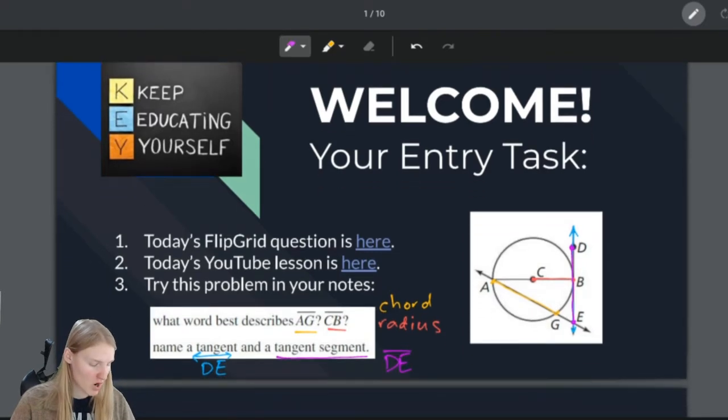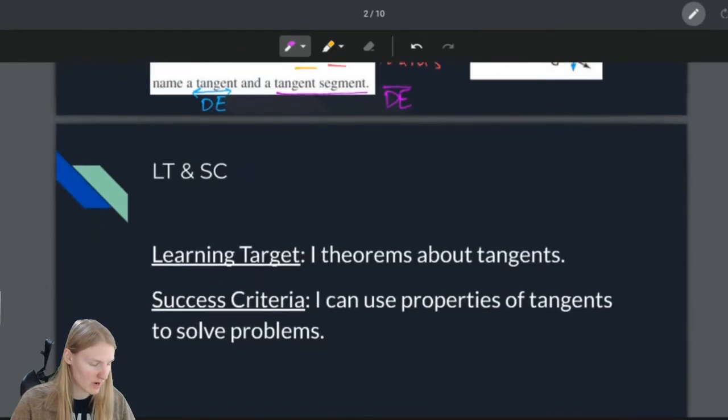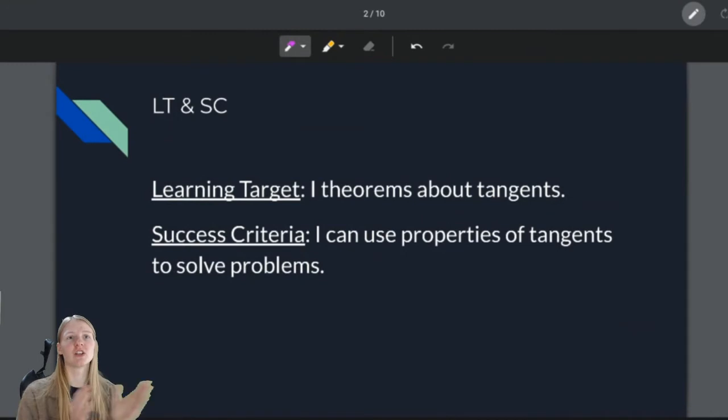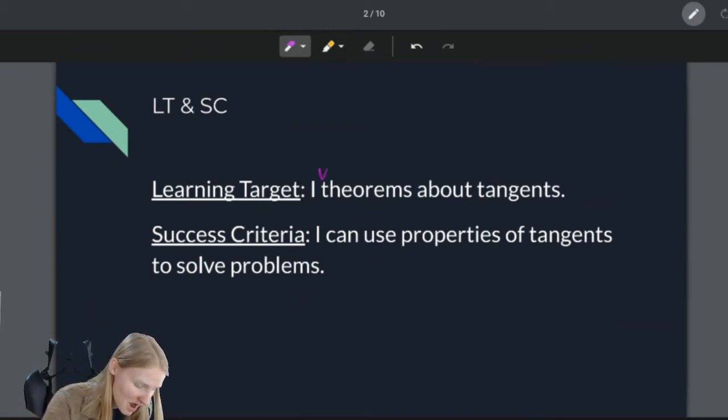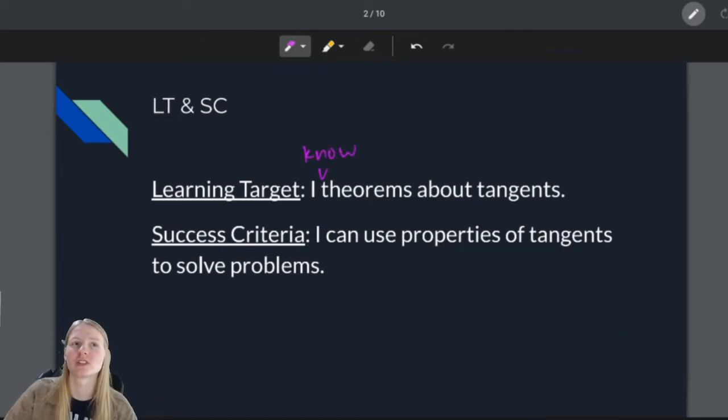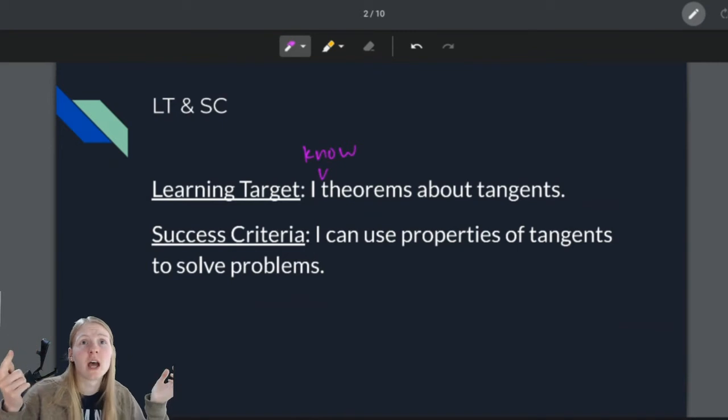Now let's move on to what we have for today. Today we're continuing 10.1. This is the second half. Our learning target says, oops, that should say I know theorems about tangents, and our success criteria is I can use properties of tangents to solve problems. So let's jump right into it and figure out what are those theorems about tangents.